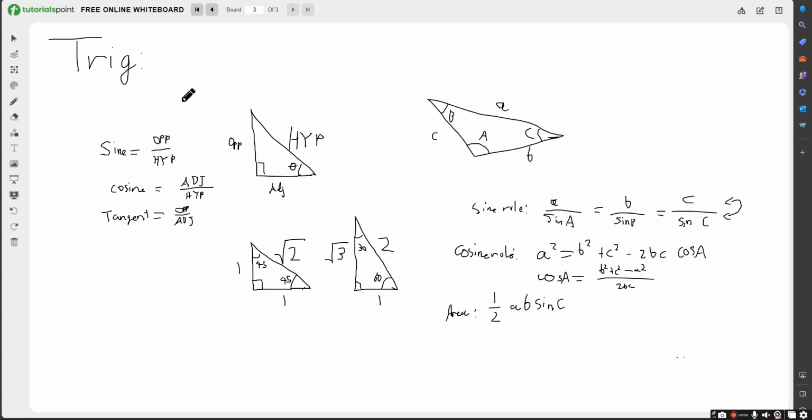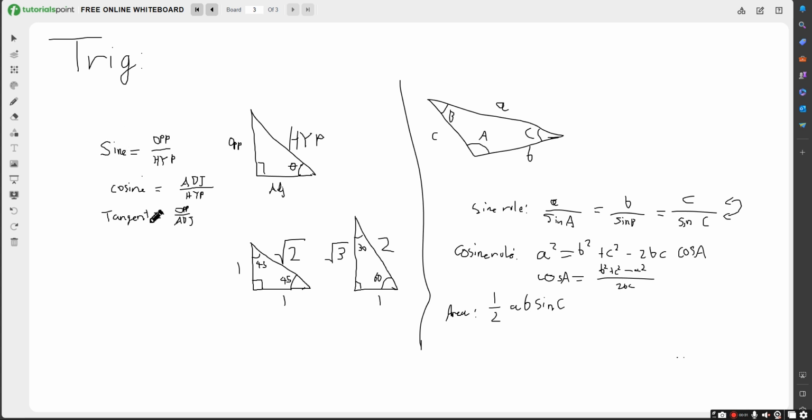So trig, I don't know how much you know about trig. Basically, it's rules which apply to triangles. It's fancy manipulation of triangles. So we always talk about it in terms of theta, which is a particular angle. For basic trig, we use a right angle triangle because it makes our life easier.